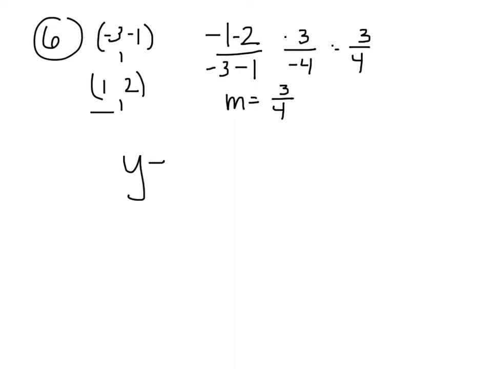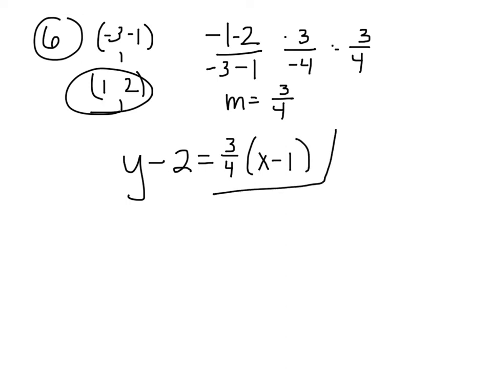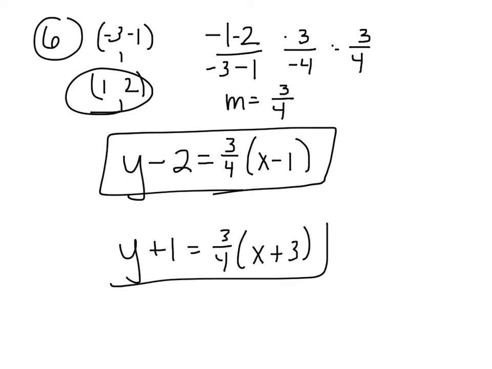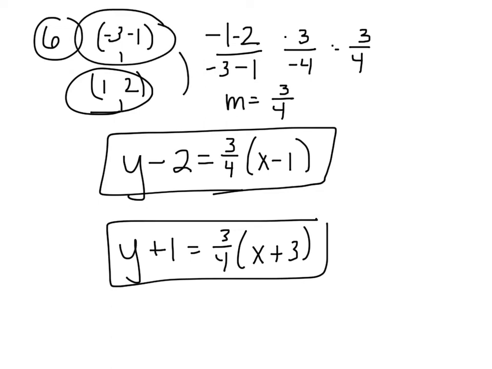So I'm going to write an equation. Y minus, I'm just going to use this one. That one looks easier. Y minus 2 equals 3/4 times x minus 1. There's one equation. Or you could do y plus 1 equals 3/4 times x plus 3. And that's if you used this first point. So either one of these would be an acceptable answer.